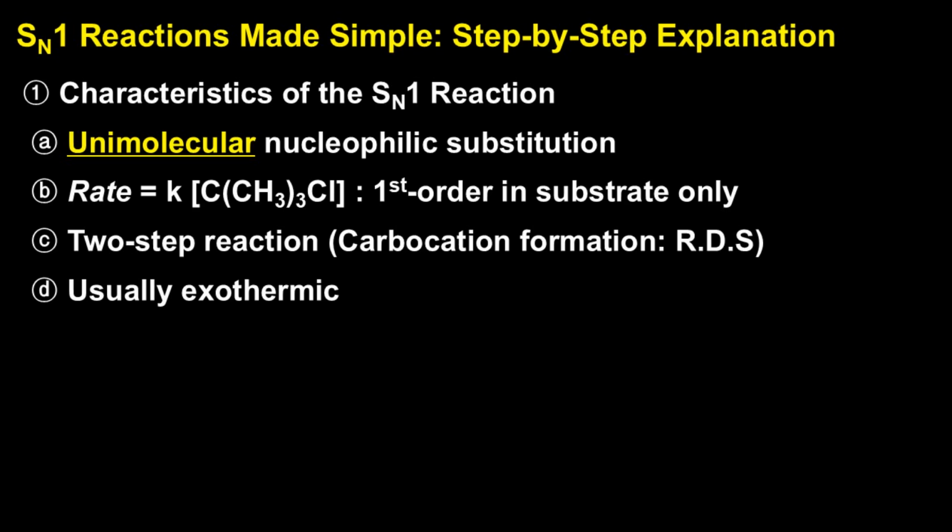Second, it's a two-step process. Carbocation formation comes first, and that's the slow step. Then the nucleophile attacks. And third, SN1 reactions are usually exothermic. Energy is released as the new bond forms between the nucleophile and the carbocation. So to sum it up, SN1 is a two-step first-order reaction that depends on how well the leaving group leaves and how stable the carbocation is in between.